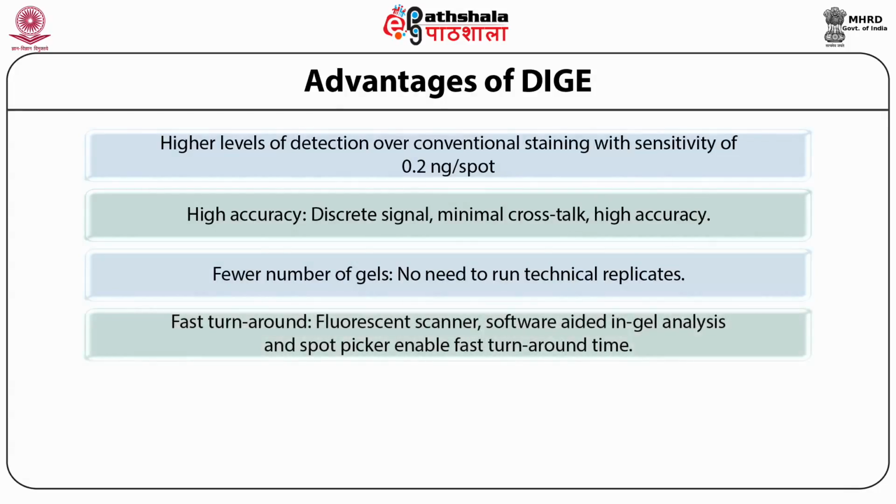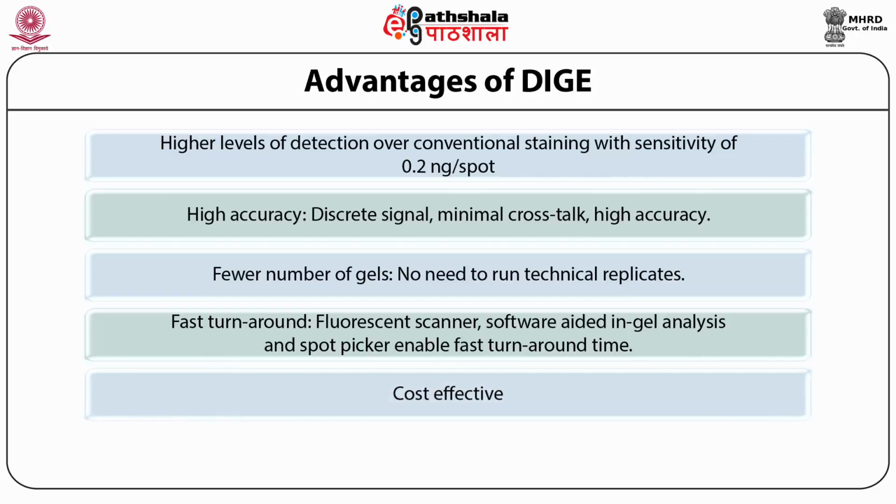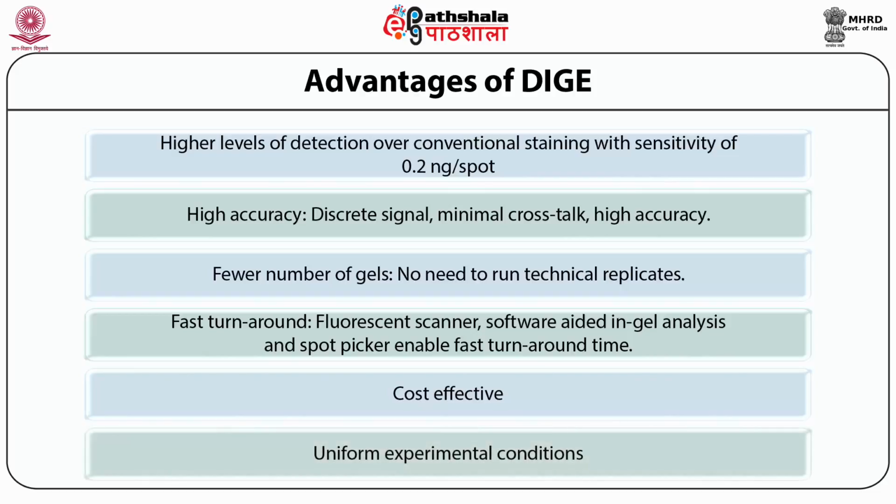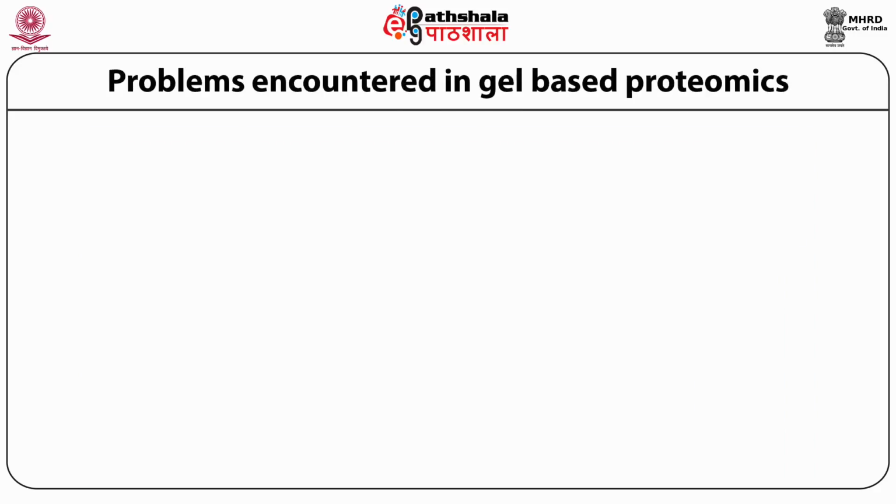There is a faster turnaround with the availability of sophisticated scanners, software, spot pickers, and sophisticated mass spec instruments. It is reasonably cost effective considering the amount of data that could be generated. And last and the most important is that all the proteins from any of the samples are subjected to the same experimental conditions.